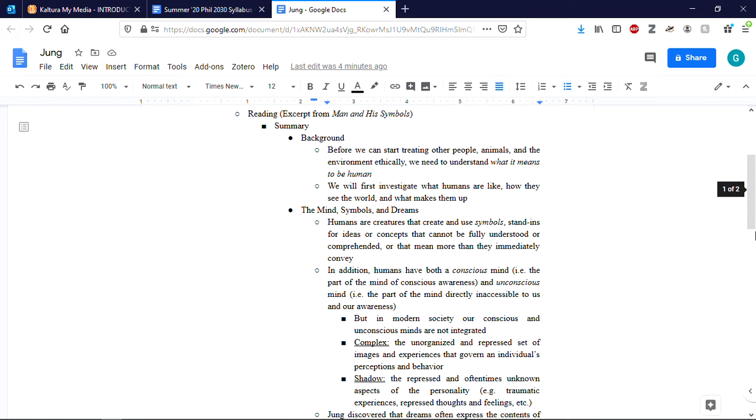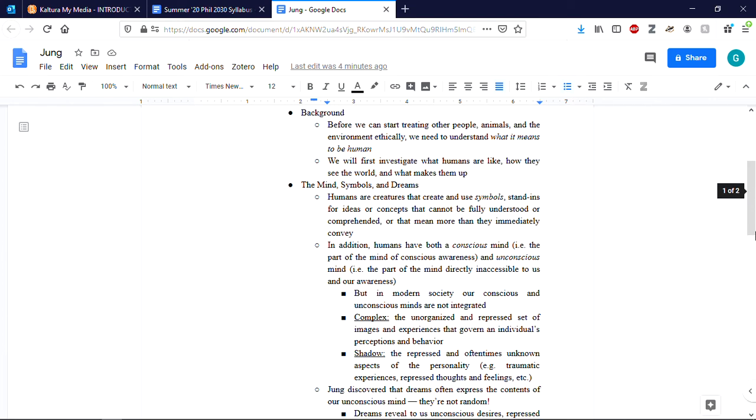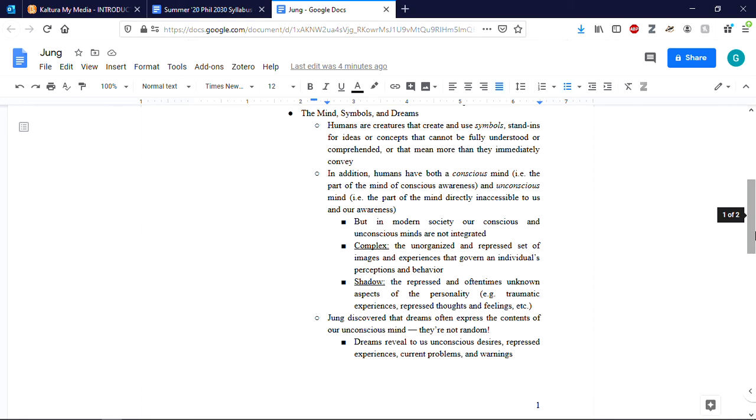In this unit, and more specifically in this reading, we're going to talk about what humans are like, how they see the world, what makes humans up, and how we can understand the human mind. In this reading, Jung talks a lot about the unconscious mind, dreams, and the role that dreams play in human life. The first thing that Jung notes is that humans are creatures that create and use symbols, which are basically pictures or words for ideas and concepts that cannot be fully understood or comprehended, or that mean something more than they immediately convey.